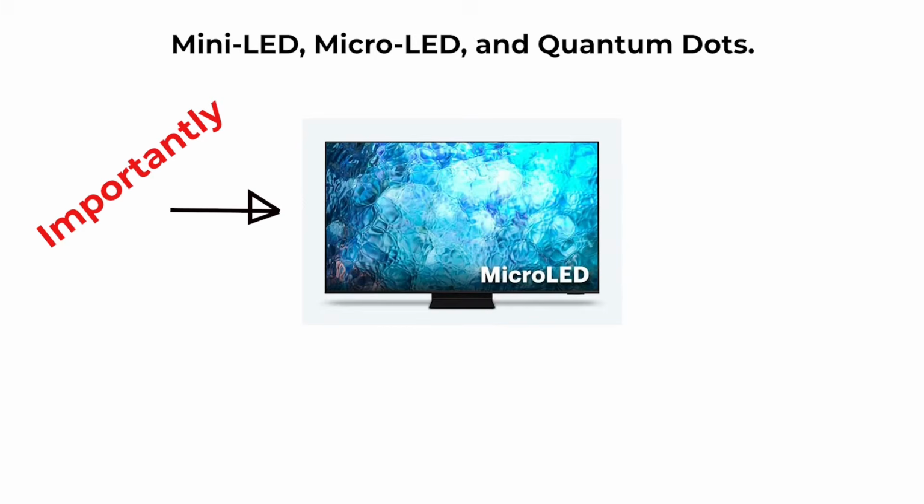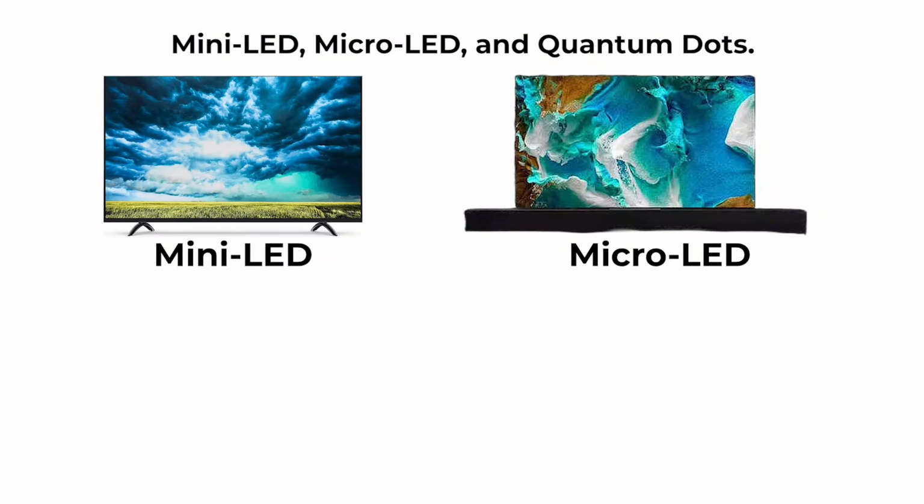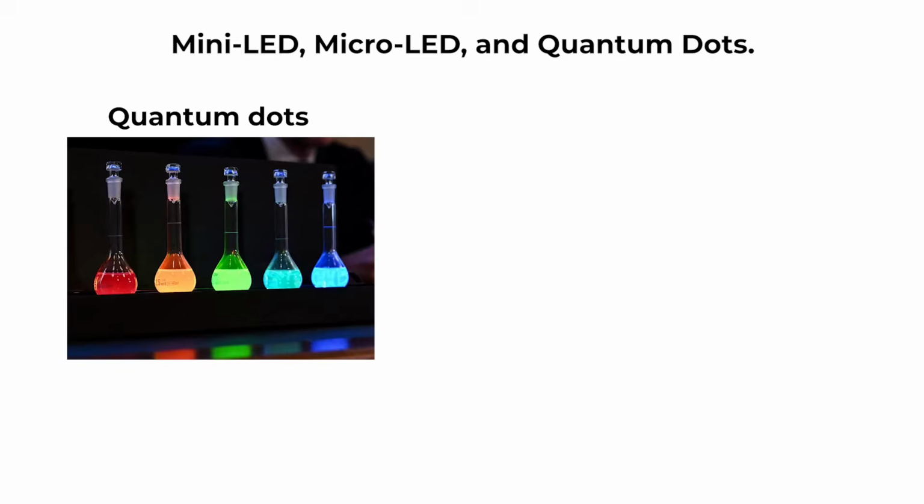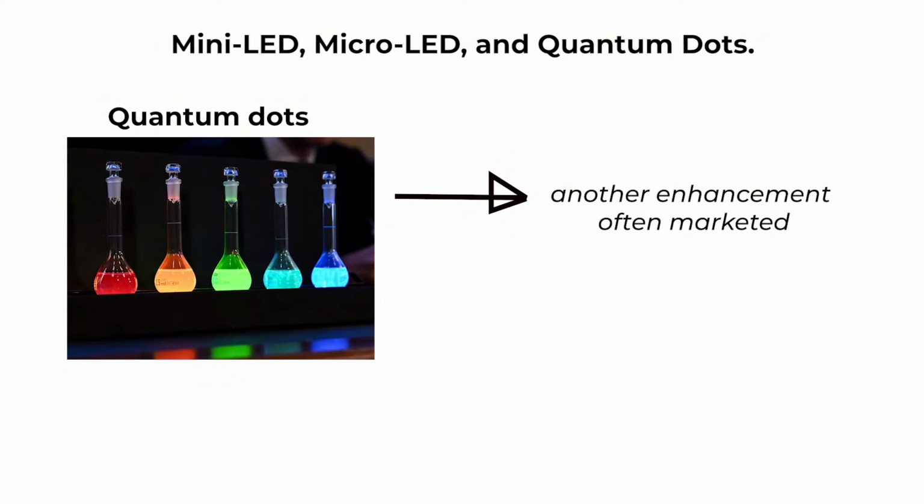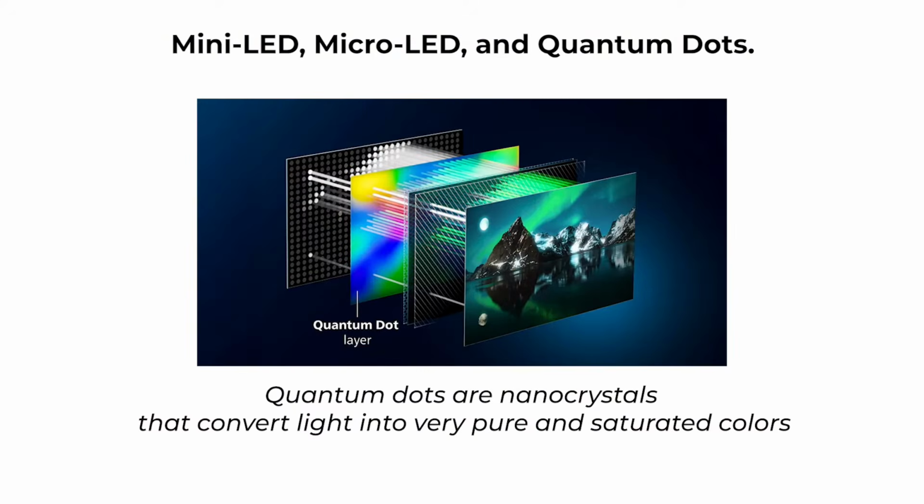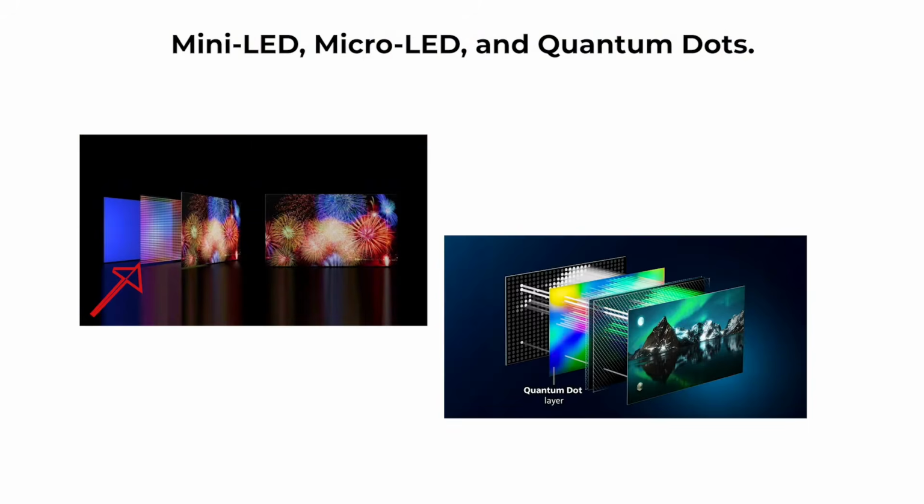Importantly, micro LED should not be confused with dense mini LED backlights. Even though both use small diodes, only micro LED is a true self-emissive panel technology. Quantum dots are another enhancement often marketed under the name QLED. Quantum dots are nanocrystals that convert light into very pure and saturated colors. They are typically placed as a layer in front of an LED backlight.